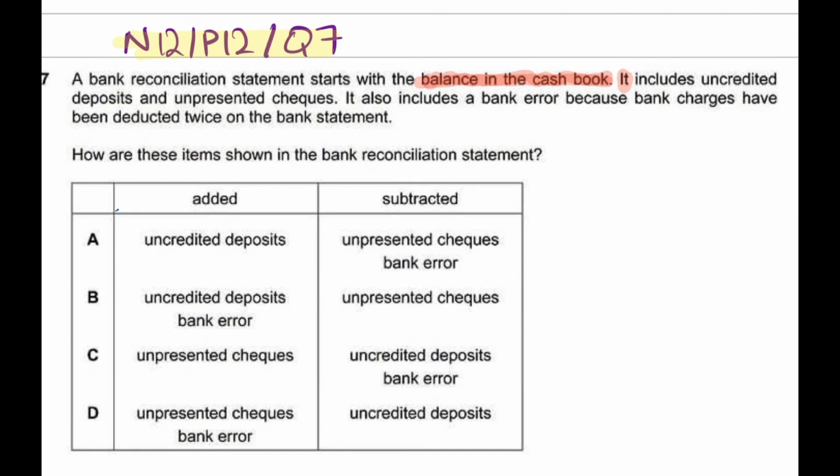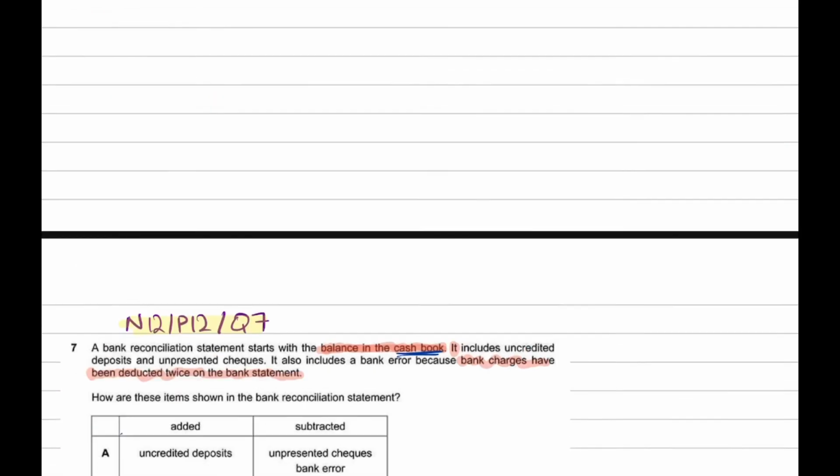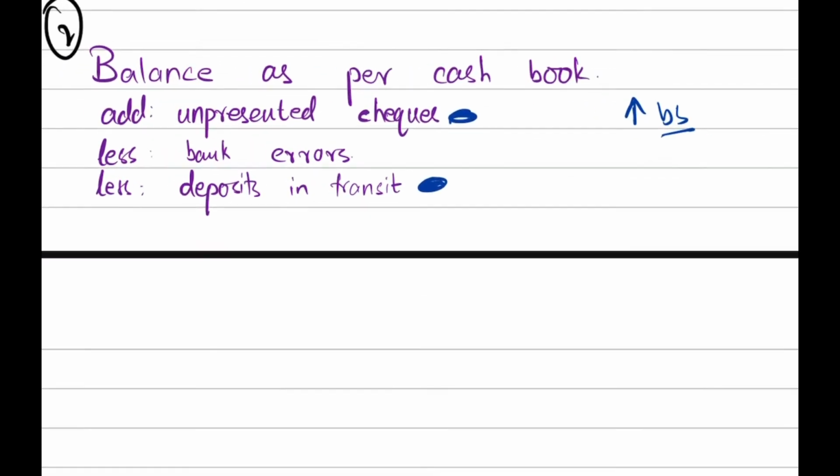It also includes a bank error because the bank charges have been deducted twice on the bank statement. Okay, so this one looks quite different, and what are we going to do for this? Good question. First of all, realize that this says in the cash book. So now when we go over here to the pro forma, we have to see that the balance as per cash book, the reconciliation starts with this. We always add the unpresented checks and reduce the deposits in transit.